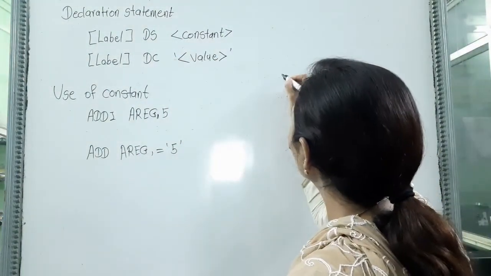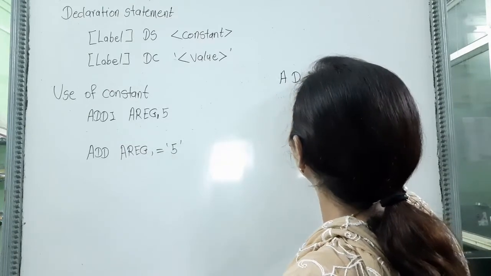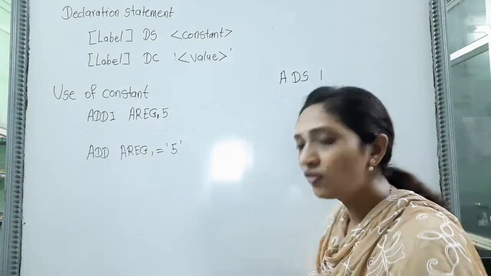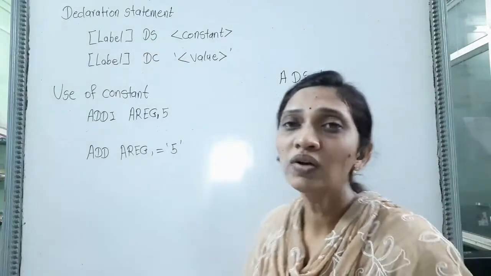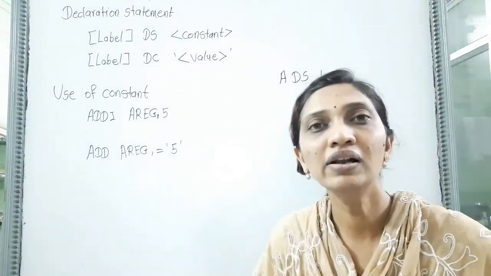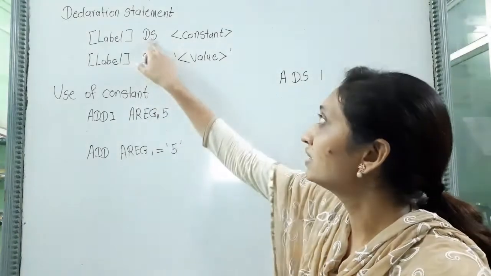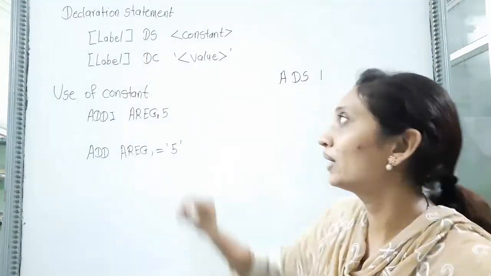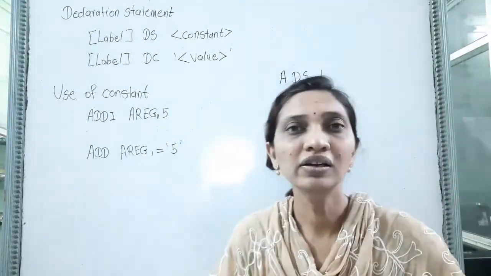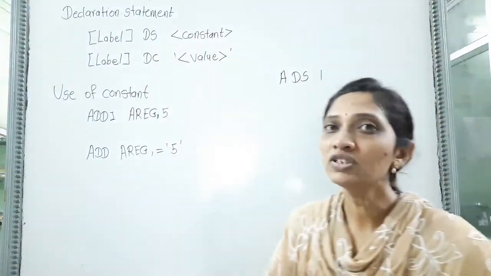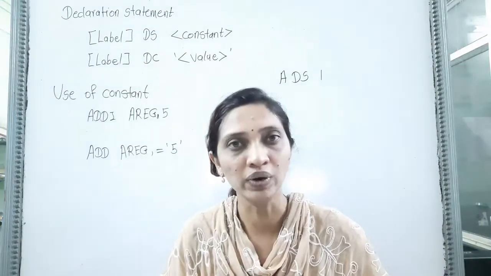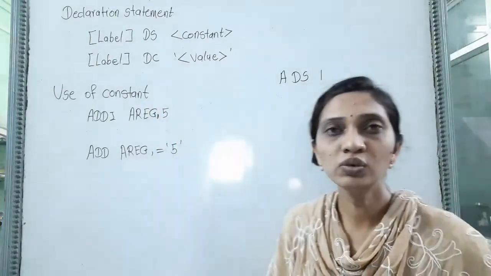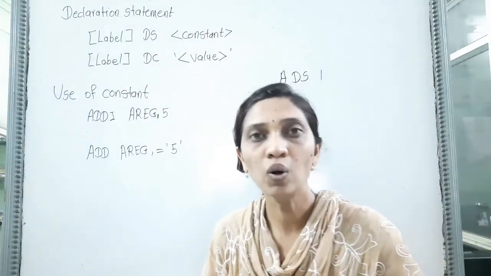Suppose we use here DS 1. Now DS means what? Declare storage. And DC means what? Declare constant. What is the difference between both? DS is for declaring a storage and DC is used for declaring a constant.